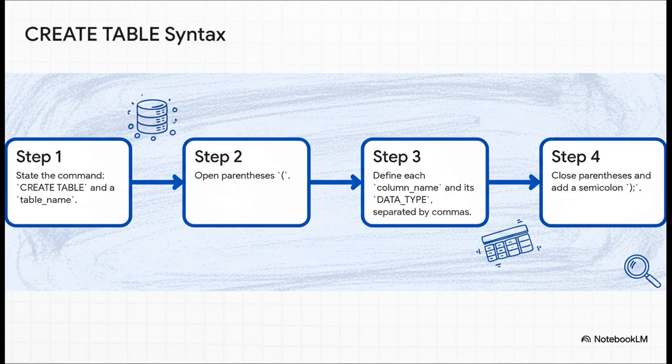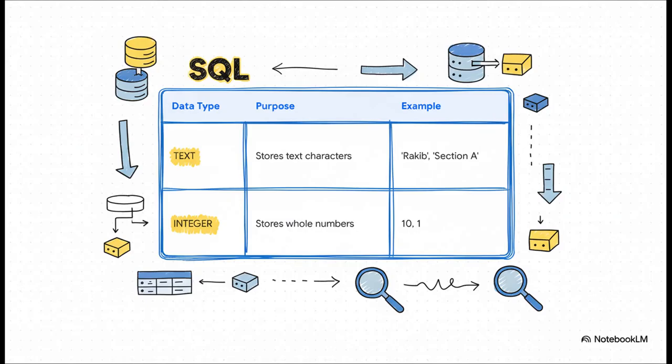And the structure is actually pretty simple and logical. You just start by saying, create table, and give your table a name. Then, inside these parentheses, you list out each column you want, like name or age, and you tell SQL what kind of data is going to go in there. Let's just start with two of the most common data types you'll ever use. Text is, you guessed it, for storing text, things like names or descriptions. And integer is for whole numbers, like an ID number or maybe a class number.